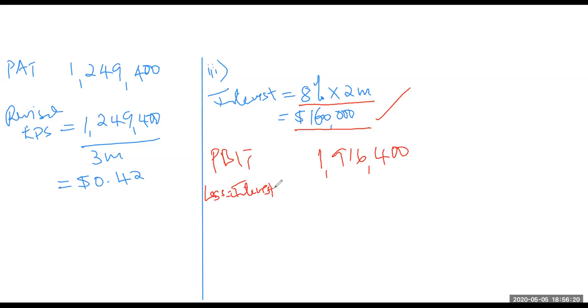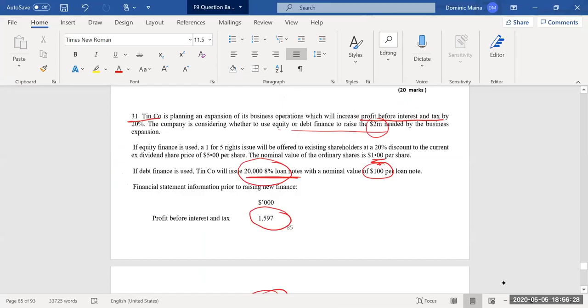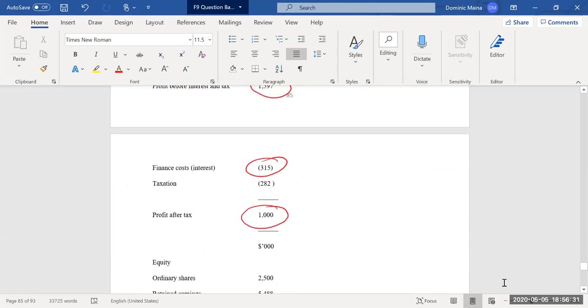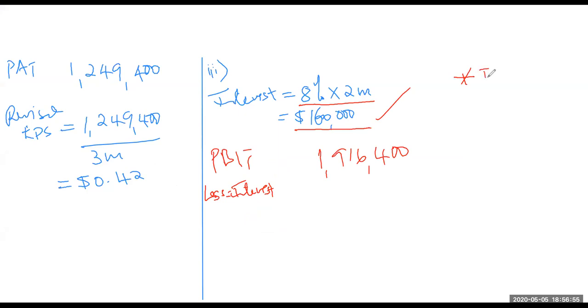Before the company used this debt, were they paying an interest? Yes. How much were they paying? They were paying 315,000. So is the new interest going to be added or subtracted? The 160,000 you'll add to the current finance cost, which was 315,000. Then you deduct it from the new profit before interest and tax that you got. So you can say for total, maybe just revised interest.